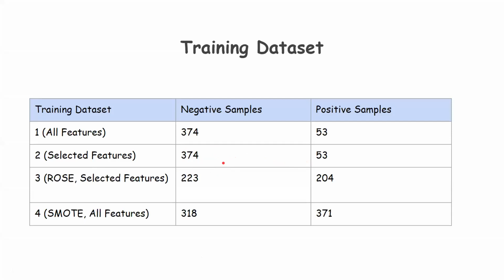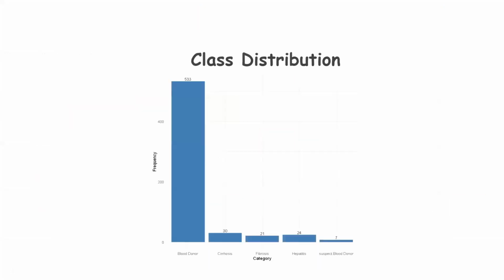So your positive samples are what? Does that include...? Yes, it includes those hepatitis, fibrosis, and cirrhosis as well. Okay, grouped together. If let's say we ignore those samples, we actually have about 24 for hepatitis only. So altogether you have 51. Should be 75, I think.